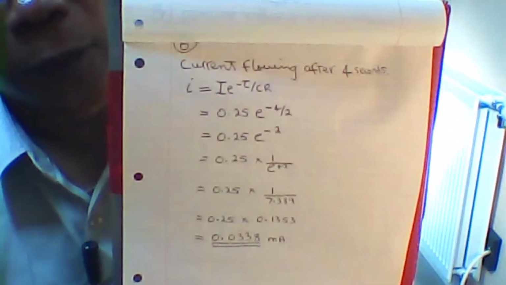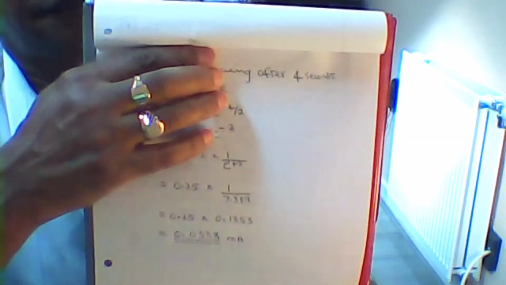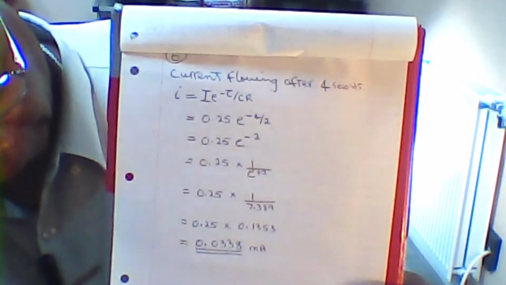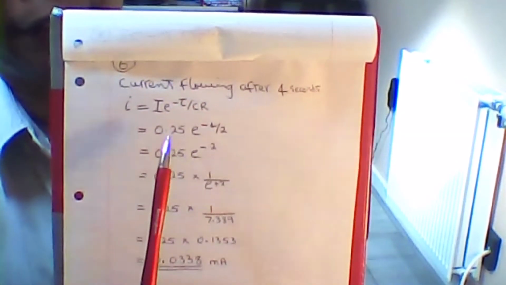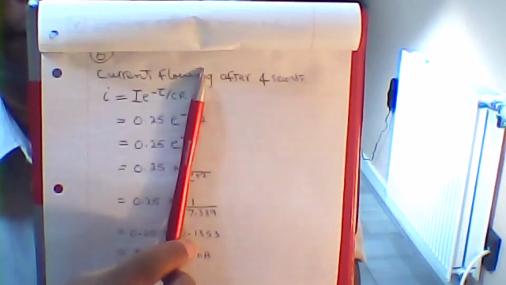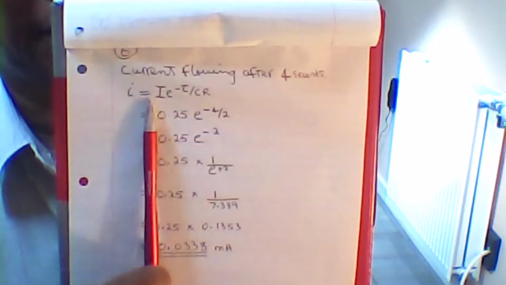And here we have, sorry about that, it's the final page now. Yes, it is the final page. And again here, you don't need me to do anything further on this. It's quite apparent, you're looking for current flowing after 4 seconds. I equals I0 e to the minus t over CR, 0.25 times e to the minus 4 over 2.